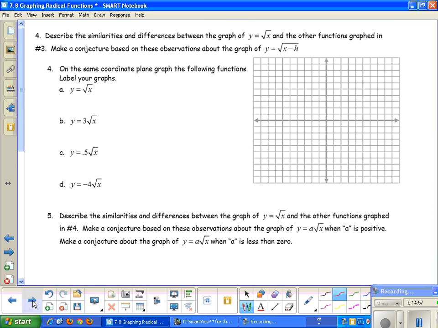So it says, describe the similarities and differences for the last graphs that we were doing based upon if we had y equals the square root of x minus h. So that h value is going to move our graph to the right or to the left depending on what it is. So if we have y equals the square root of x minus h, our graph moves right. And if our graph is instead y equals the square root of x minus negative h, which would be plus h, we know we're going to move our graph to the left.